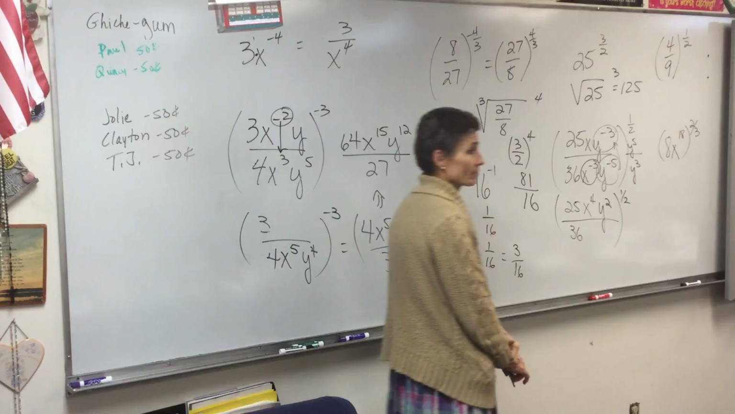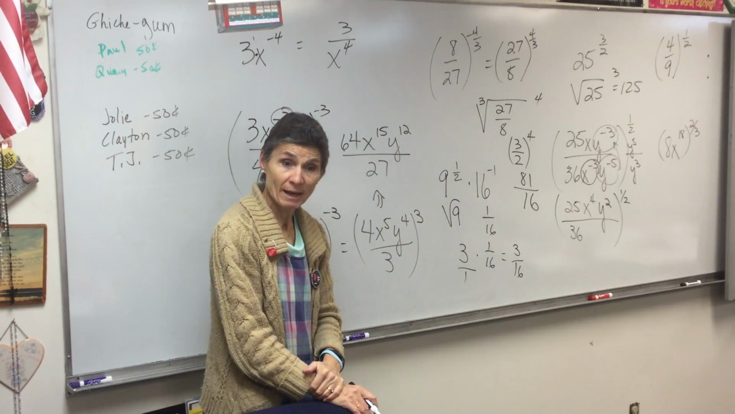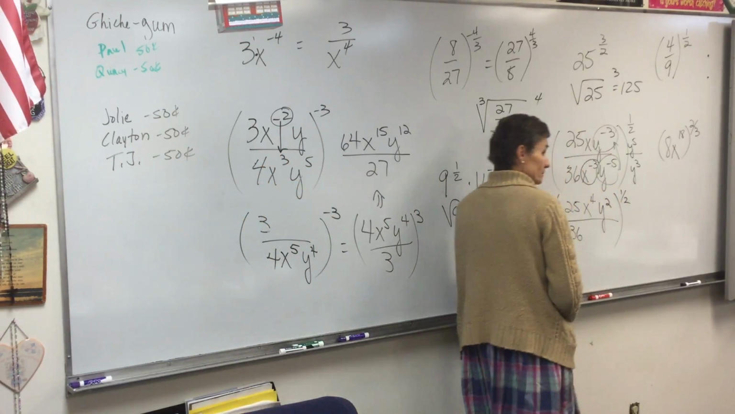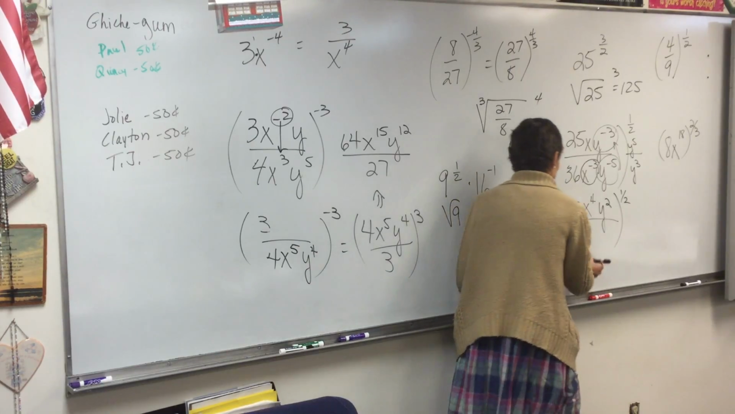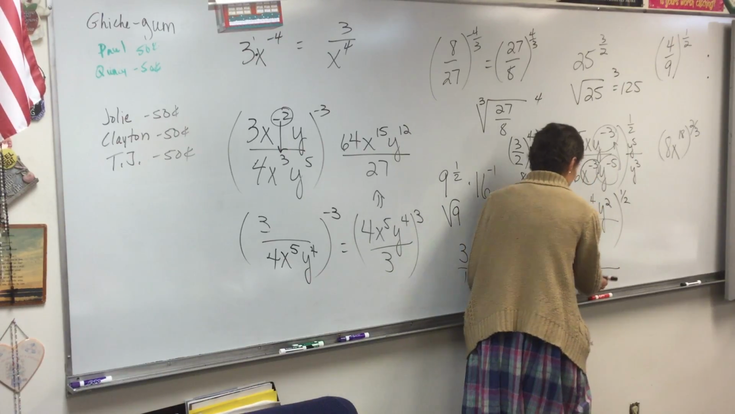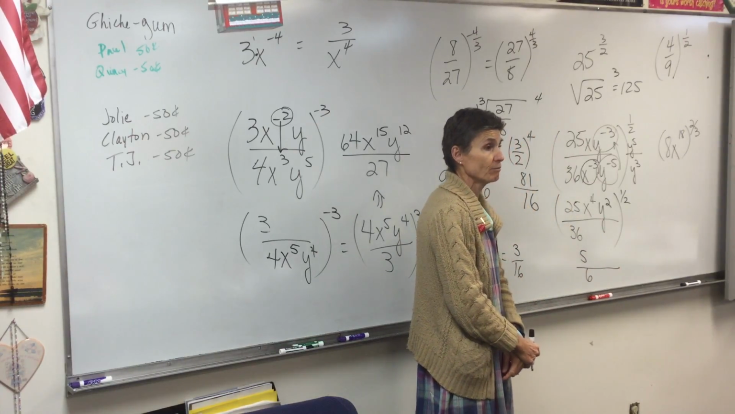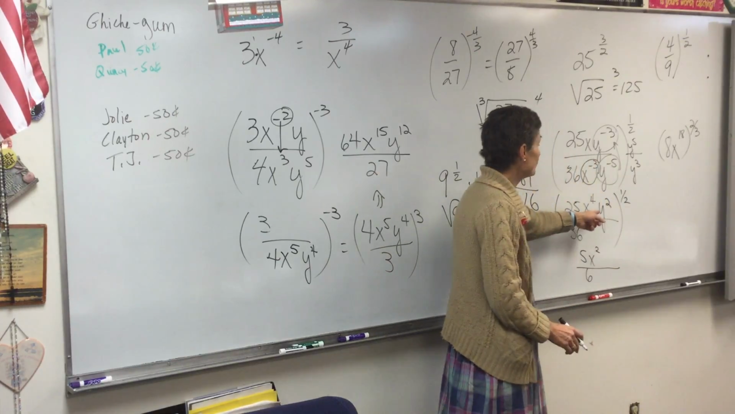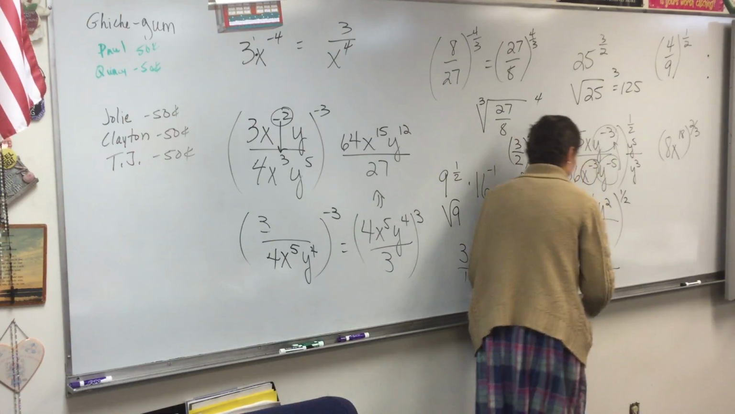All right. Now we're going to take the square root of everything, because that's what the 1/2 power means. We're going to take the square root of everything. So the square root of 25, 5. Square root of 36, 6. Okay, now here we go. Square root of x to the 4th, x squared. Square root of y squared, y. And there's your answer.